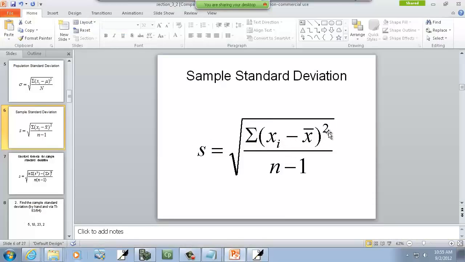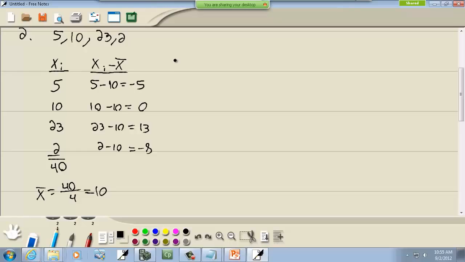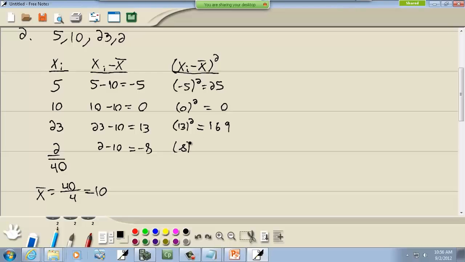That's what's inside of the parentheses. Well, then we've got squared, so we need another column. We're going to square those. So we're going to have negative 5 squared, which gives us 25. We're going to have 0 squared, which gives us 0. We'll have 13 squared, which is, I think, 169, but let me check. 169, yeah. And we're going to have negative 8 squared, which is 64.